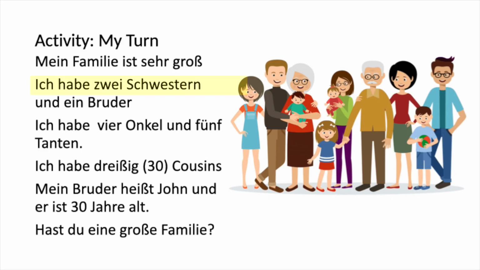All right, so I'll go ahead and try this as an example to show you how this works. I will answer the question. Ich habe 2 Schwestern und ein Bruder. Okay, ich habe 2 Schwestern, 2 sisters, und ein Bruder, 1 brother. Ich habe 4 Onkel und 5 Tanten. 4 uncles and 5 aunts. Ich habe 30 Cousins. I have 30 cousins. Mein Bruder heißt John und ist 30 Jahre alt. My brother is named John and he's 30 years old.